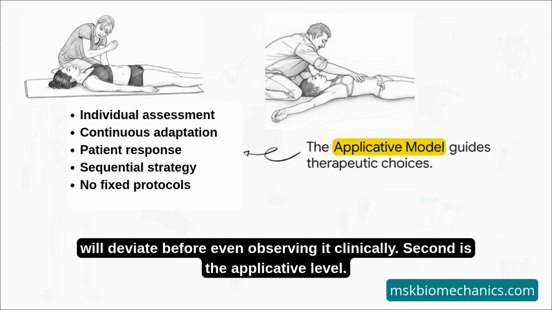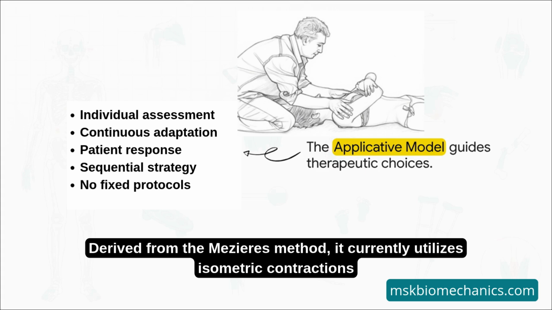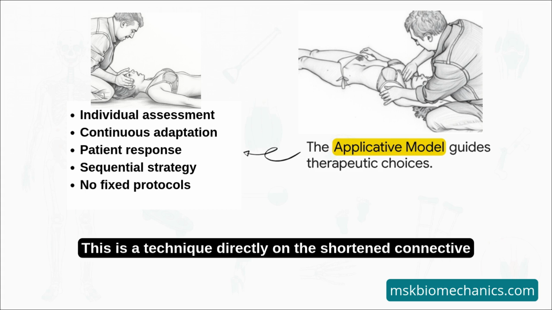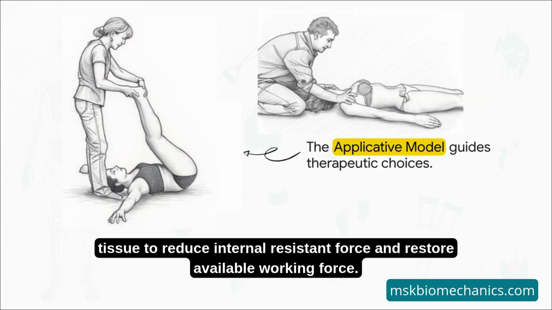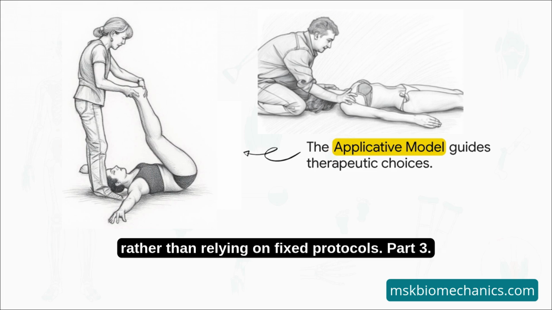Second is the applicative level. This translates the interpretive model into direct therapeutic choices. Derived from the Mezier's method, it currently utilizes isometric contractions performed at maximum physiological elongation. This specific technique acts directly on the shortened connective tissue to reduce internal resistant force and restore available working force. It operates strictly within a sequential systemic strategy rather than relying on fixed protocols.